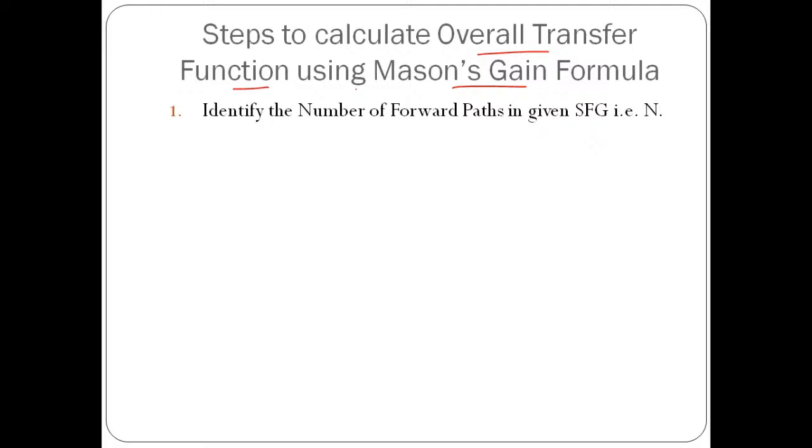That's why the first step to determine the overall transfer function using Mason's gain formula, if the signal flow graph is known to us, is nothing but identify the number of forward paths available in the given signal flow graph. That means identify the value of n. Then the second step is we need to calculate the forward path gain corresponding to the given path.